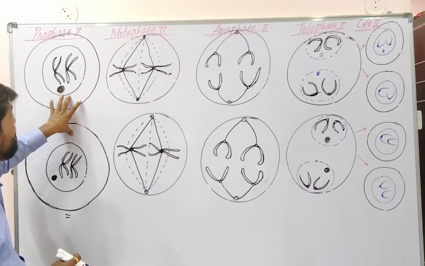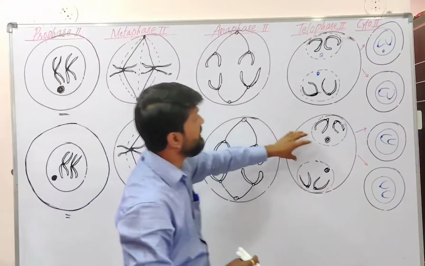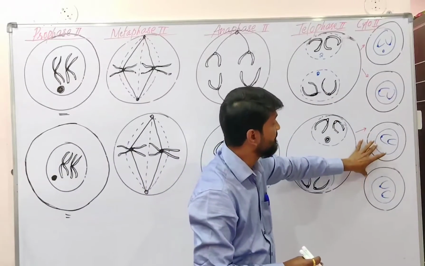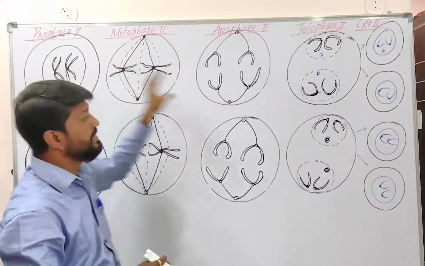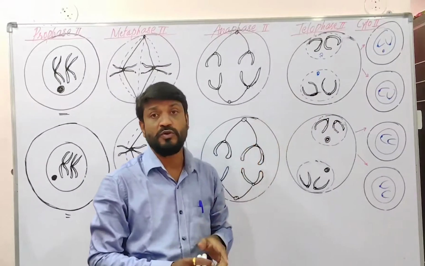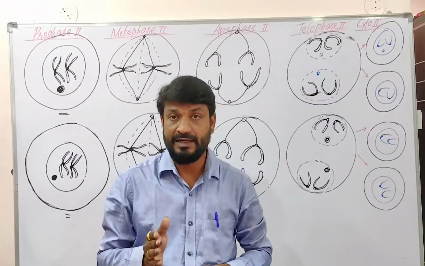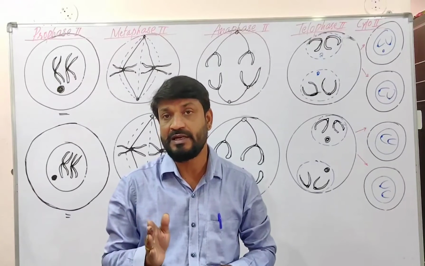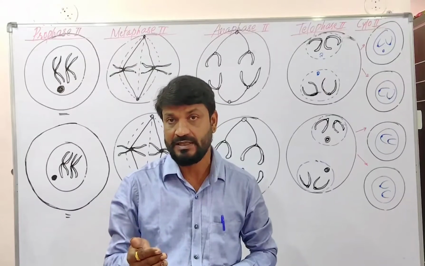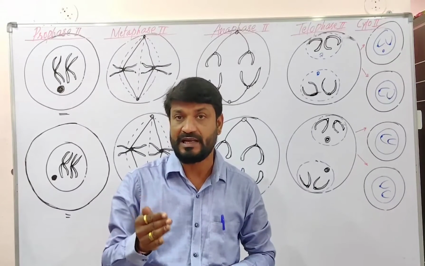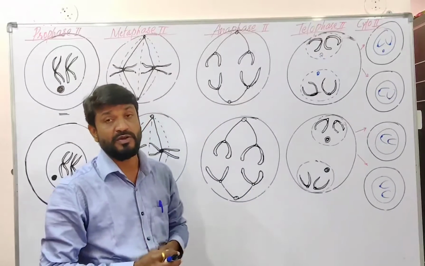After completion of karyokinesis of meiosis 2, there will be formation of two daughter cells again. From one cell there will be two daughter cells, and the chromosome number here is 2. After completion the chromosome number remains the same. So students, meiosis 2 is exactly similar to mitosis, where one cell is divided into two cells having equal chromosome number. So that is about meiosis 2.